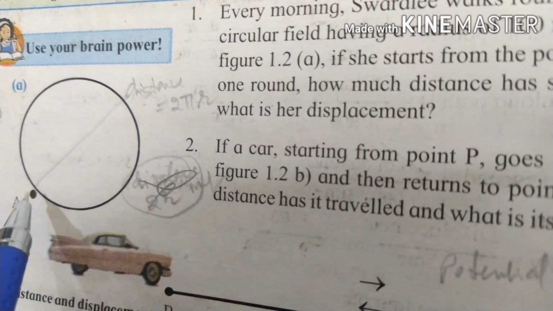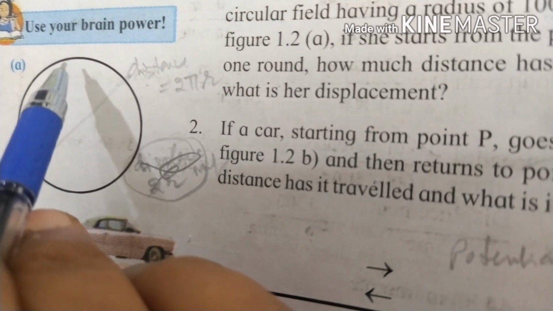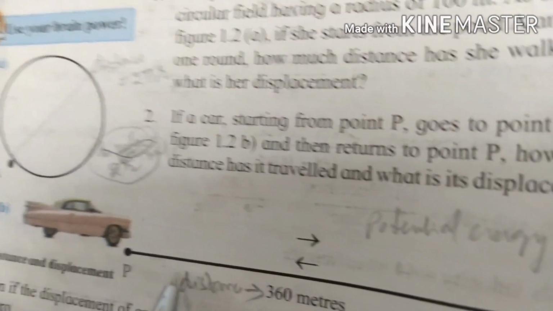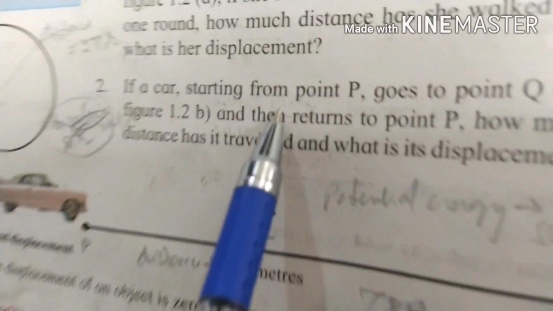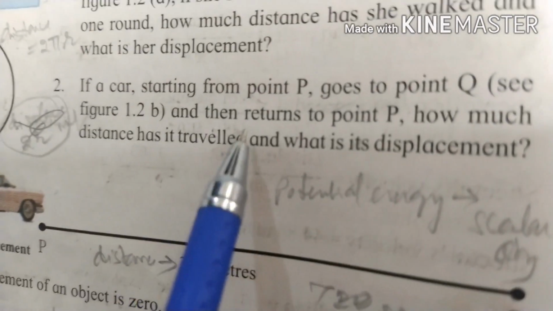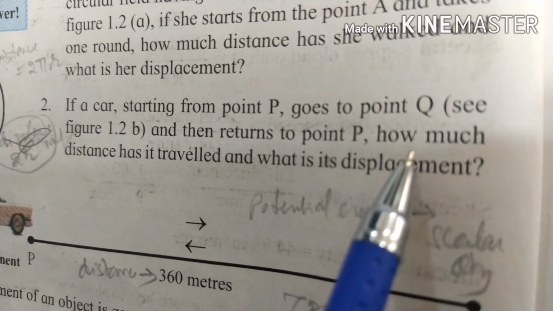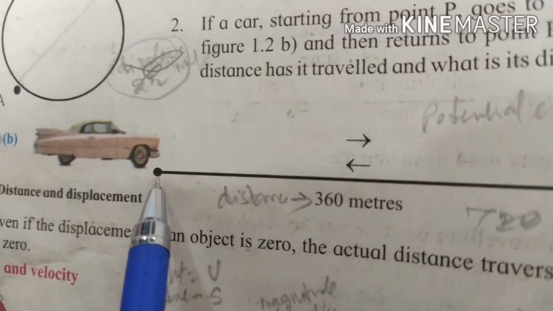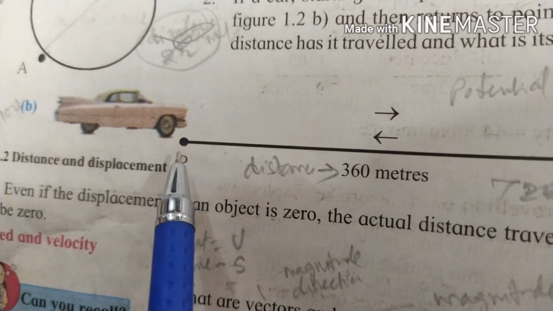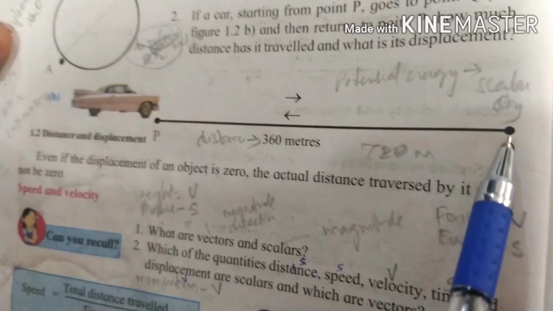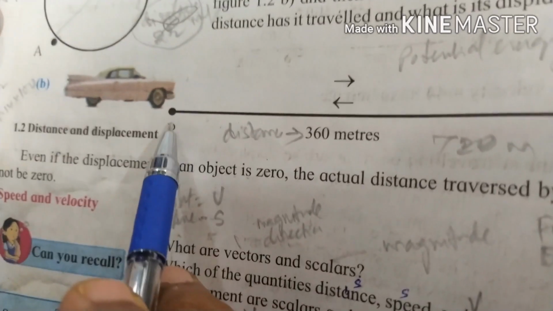What actually happens here is that Swarali starts from A and again reaches the same point. So here no displacement is there. Now consider the next example. If a car starting from point P goes to point Q, see figure 1.2b, and then returns to point P again, how much distance has it traveled and what is its displacement? The car starts from point P, goes to the point Q, and again returns back and ends at point P.